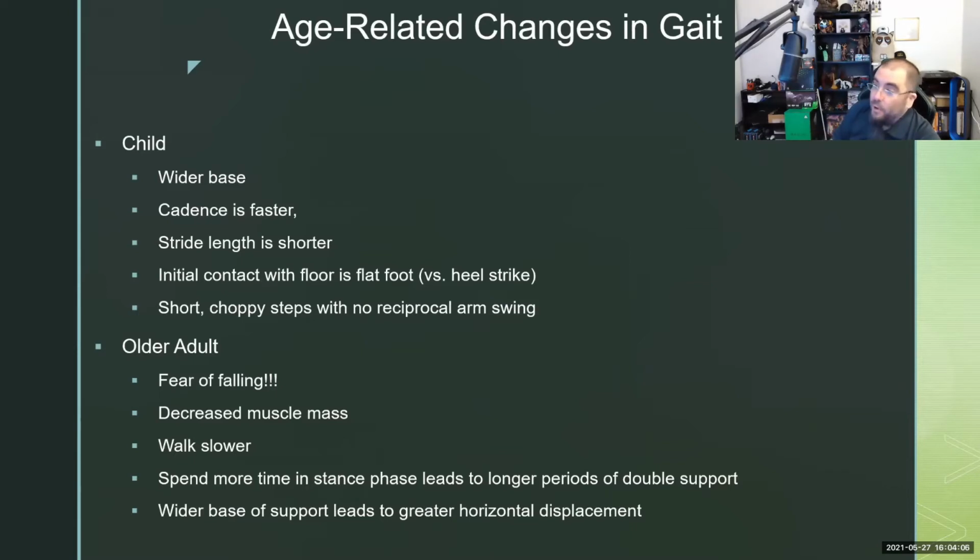Their wider base of support comes back. It's funny, when we're a kid, we have kind of a cowboy gait where our legs are wide. By the time we become an older adult, the cowboy gait comes back. I always think it's funny that in kids, we were in diapers and we had a wide base of support. And then we become an old person, we end up back in diapers with a wide base of support. It's just the circle of life.